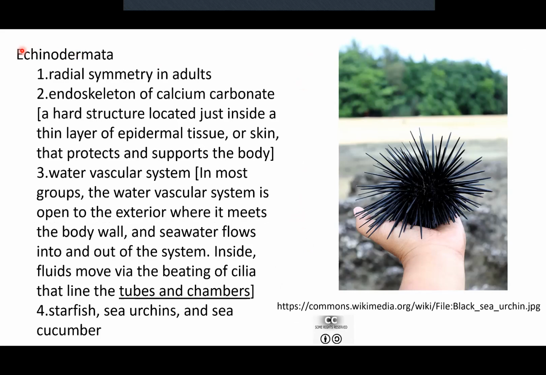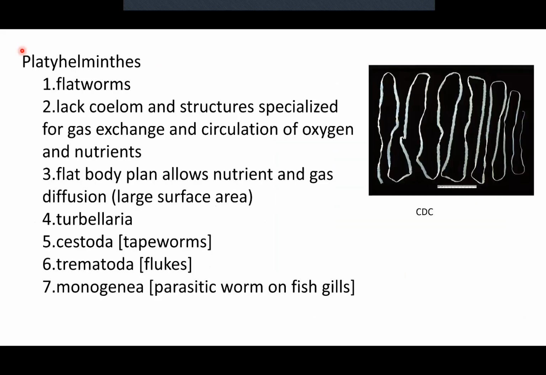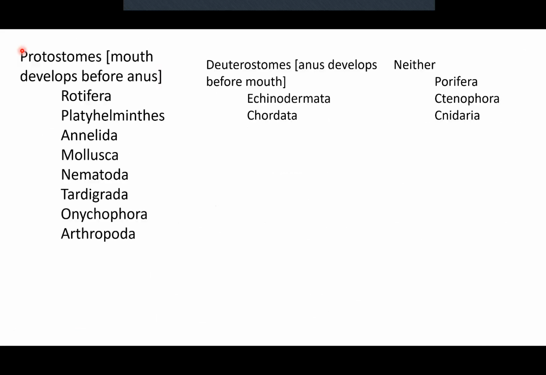So let me go back to see where we're at, just to remind you. We've covered the protostomes. We ended with the arthropods. Now we're moving to the deuterostomes, with the echinoderms and the chordates. At the very beginning, we covered the ones that are neither. Again, this was from chapter 30.